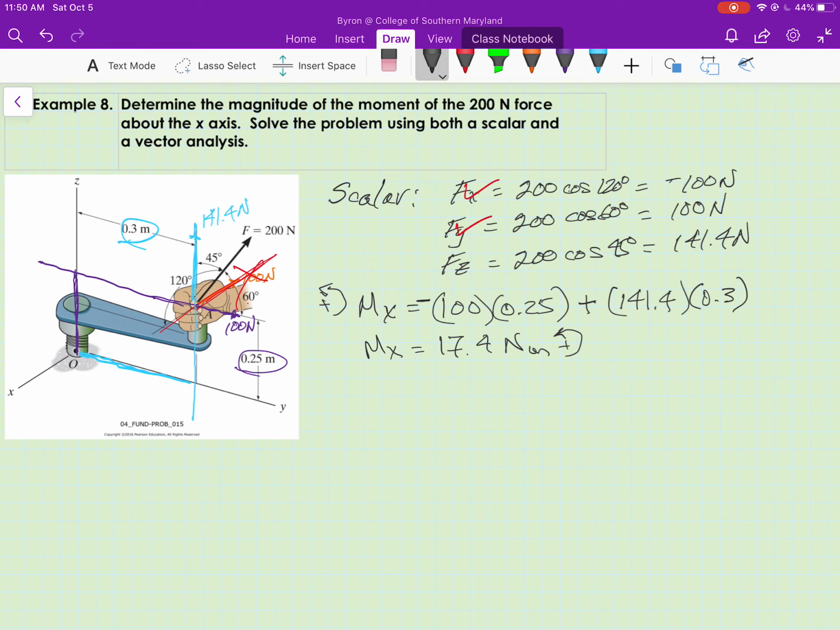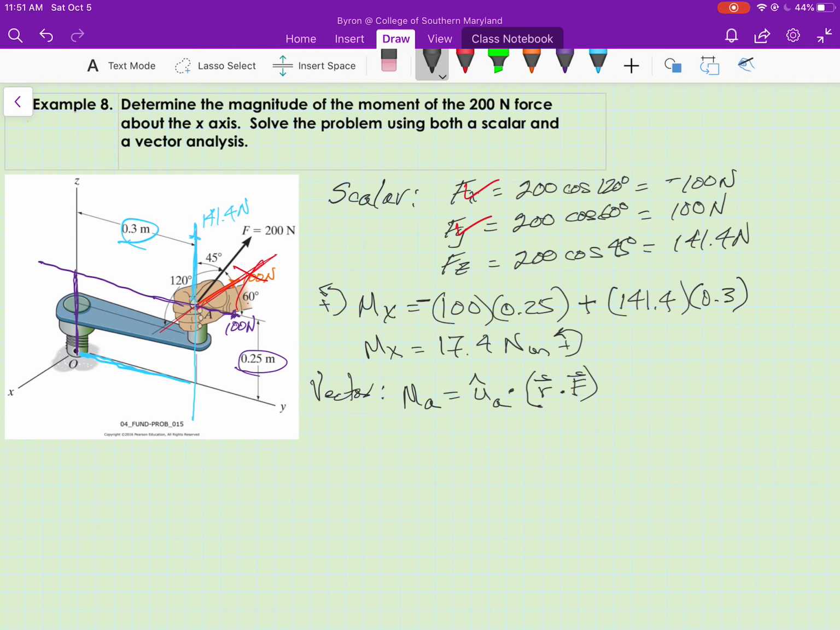Now let's look at the vector analysis. For our vector analysis, we're going to use what we also talked about in the lecture, that we can calculate the moment of a force about an axis by using this equation, where that moment is equal to a unit vector along the axis dotted into the moment of the force about any point along the axis.